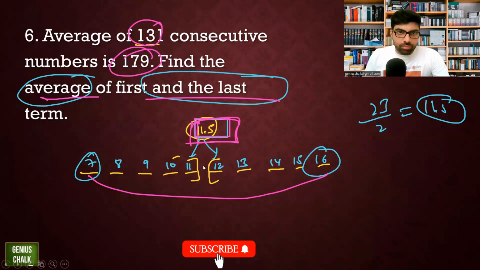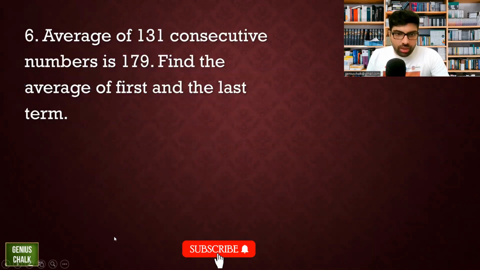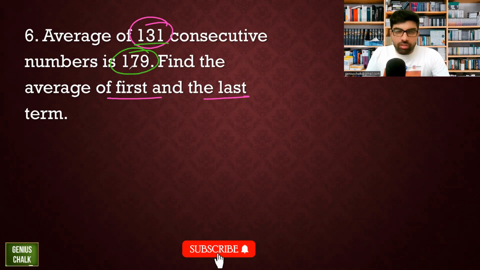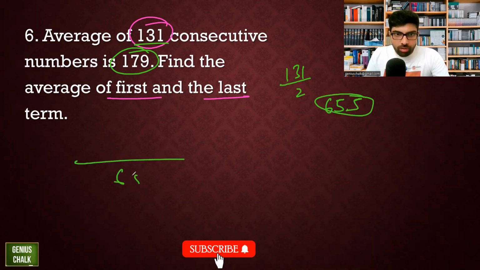Similarly, the average of first and last, you see, the average is already given and first and last are asked. That means the answer will be the same. That is 179. Let's find it. 131. That means if I divide 131 by 2, this is 65.5. That means 65 observations this side, 65 observations this side, and the 66th observation is 179.